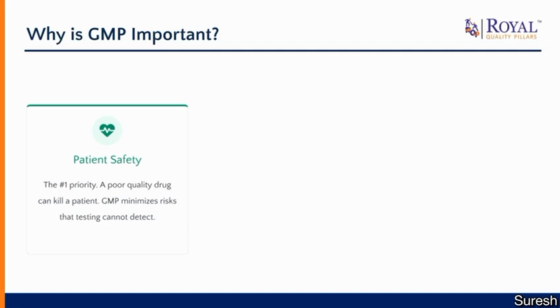Why do we have all these strict rules? Patient safety. This is the moral answer. If a car breaks down, you walk. If a heart medication fails, the patient dies. We cannot test safety into a product. We must build it in.